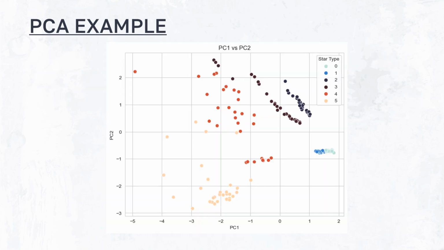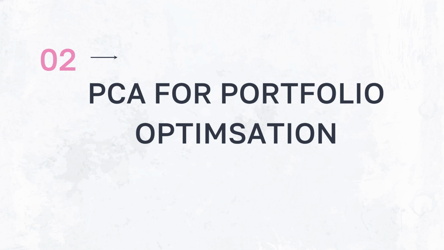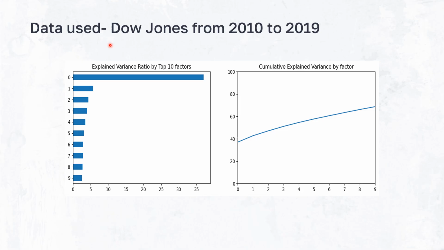The new dataset was plotted. In the plot, we can clearly see clusters forming with some expected outliers. Let us now use PCA for portfolio optimization. The data used for analysis was Dow Jones 2010 to 2019 data.